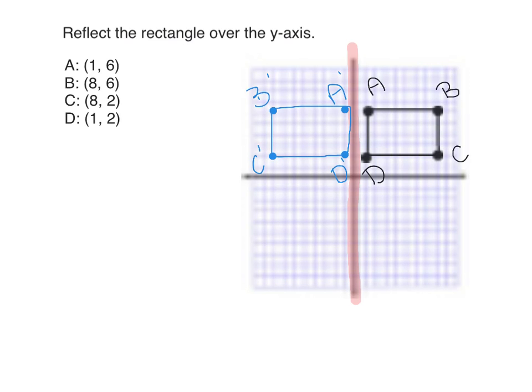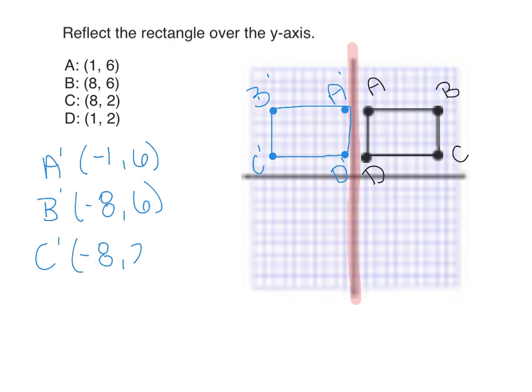If I'm looking at the coordinate points, A prime is now at -1, 6. B prime is now at -8, 6. C prime is at -8, 2. And D prime is at -1, 2.